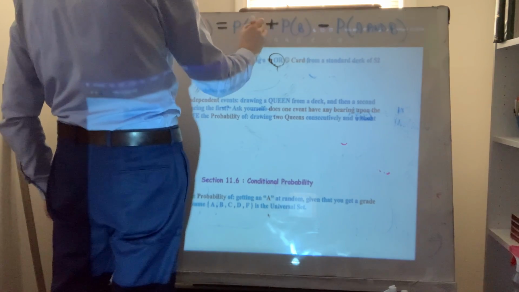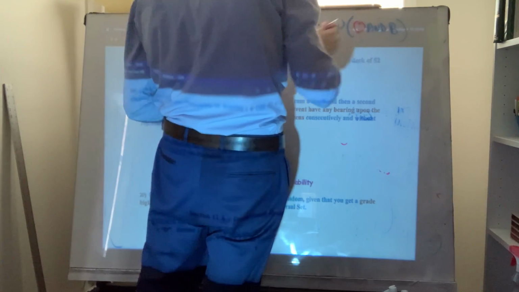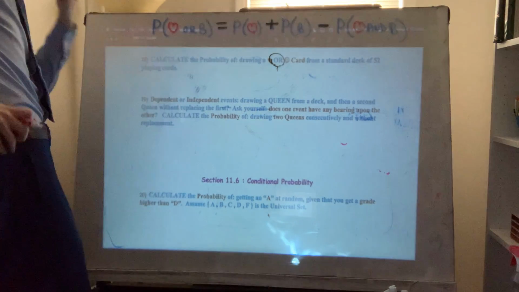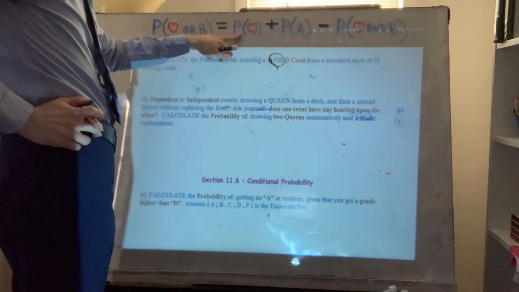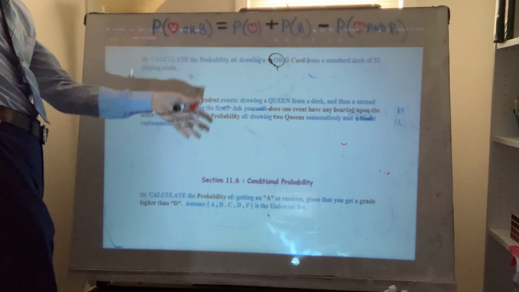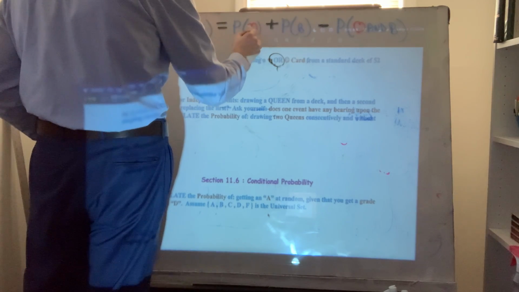So we'll calculate the probability of a heart first. And in that case, how many hearts are there in a deck of 52? Right? It's an entire suit from ace through king, which is like 1 through 13. So this would be 13 out of 52.